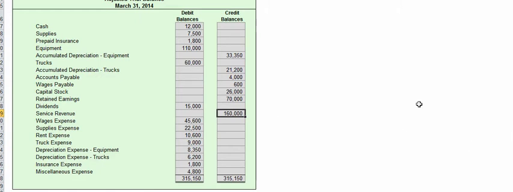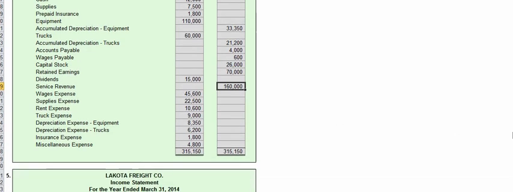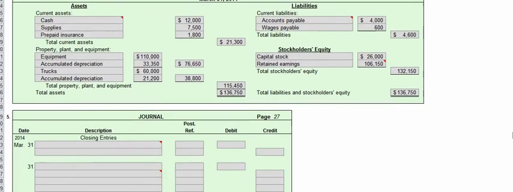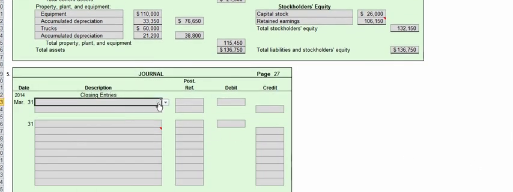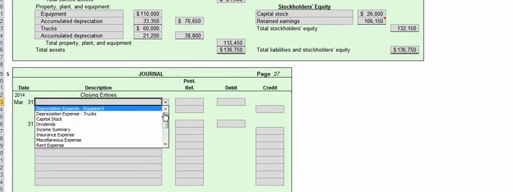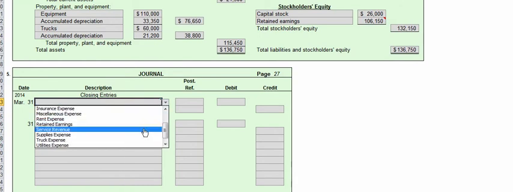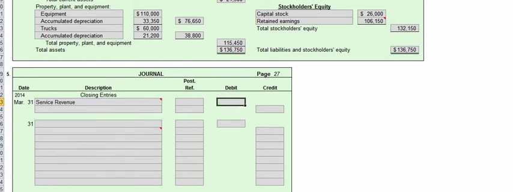Okay, so think about it. We've got a credit balance in the account for $160,000, and a debit entry to service revenue for $160,000. With a credit balance and a debit entry we'd subtract, and that'll leave the service revenue account balance at 0. Okay, so we're going to debit service revenue for $160,000, the amount of its credit balance.